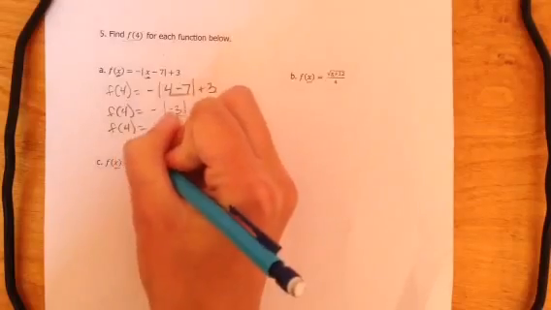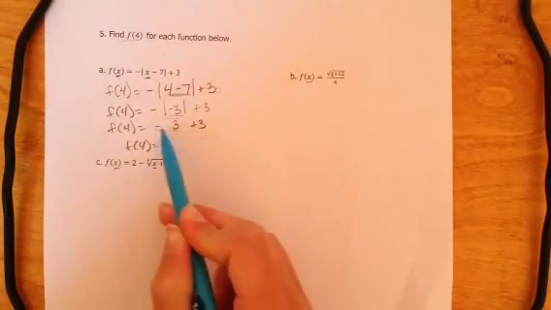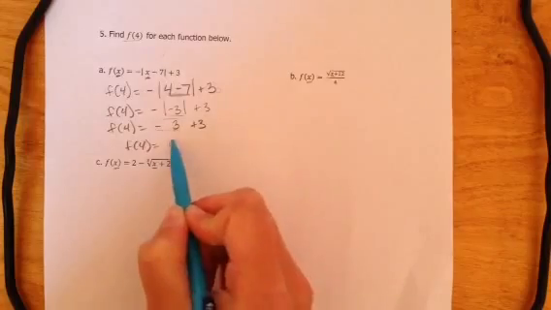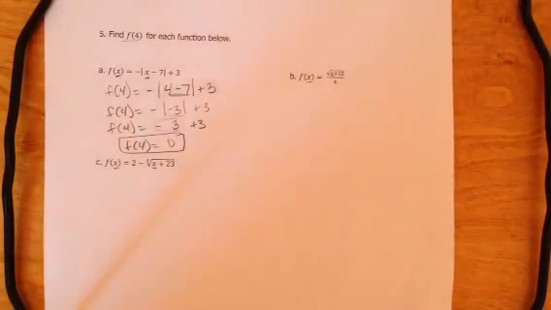So f of 4 equals, this stuff on the right says negative 3 plus 3, that's 0. So that's our final answer for part A. f of 4 equals 0.